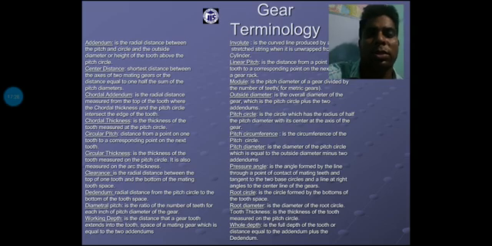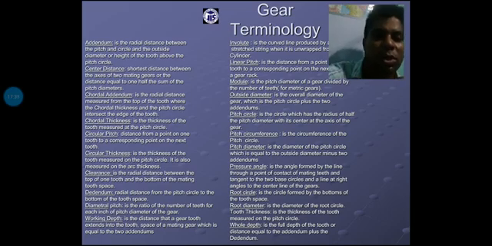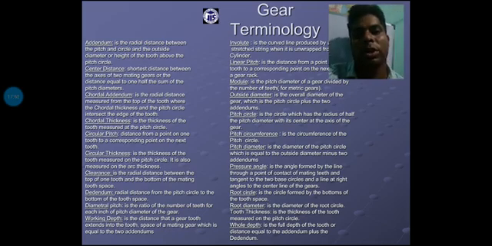Next, diametral pitch. It is the ratio of the number of teeth for each inch of the pitch circle diameter of the gear.